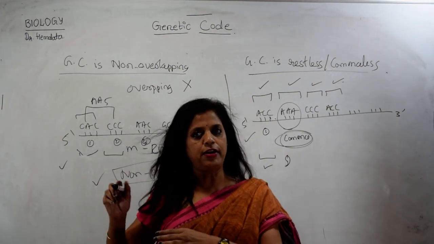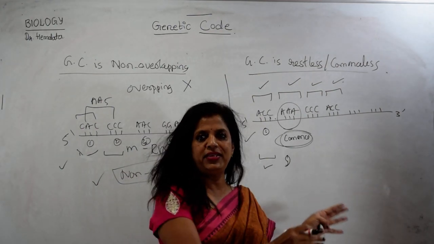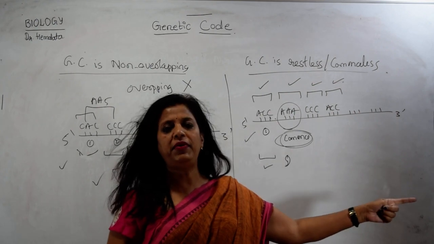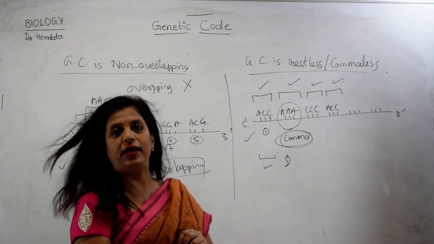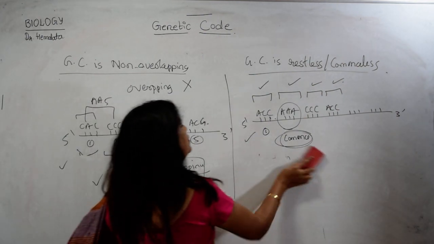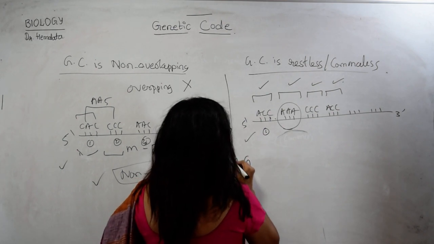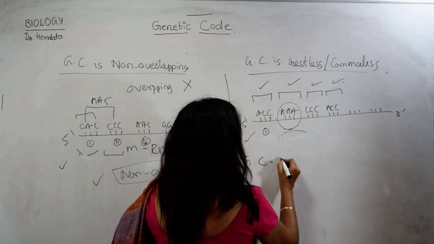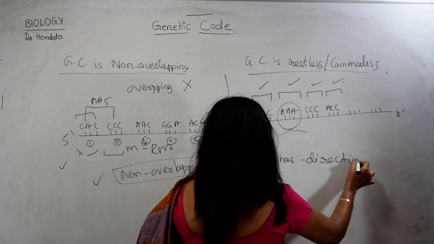It means that if it starts reading from 5 prime to 3 prime, it is continuous. No rest in between. Only when it reaches the last codon, it will stop. Therefore, it is a restless coding language or comma-less coding language. Okay? Then, one more characteristic: the genetic code has direction. It has direction.